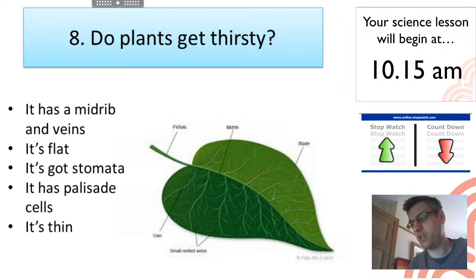Right, so adaptations of a leaf. It has a midrib. That is the line down the middle, which helps to keep the shape nice and wide and flat. So it supports the structure of the leaf. Veins carry water through the leaf because water is needed for photosynthesis. The flat wide shape helps it absorb sunlight.